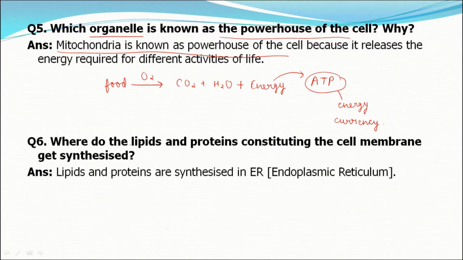Then next is, where do the lipids and protein constituting the cell membrane get synthesized? The production of lipid and protein takes place in ER. We already know ER is of two types, SER and RER. Why is this known as RER? Because of the presence of ribosomes. Because ribosomes are the protein factory, that's why RER is responsible to synthesize protein, and it takes part in the lipid production. Lipids and proteins are synthesized in ER. Now moving to our next question.